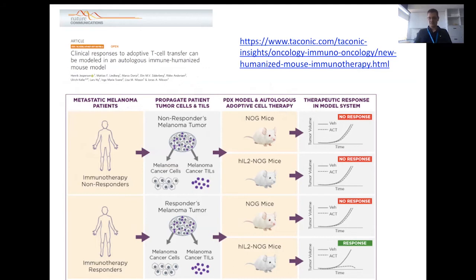But the prerequisite for this methodology is that you're using a particular transgenic animal which expresses human IL-2, so that the T cells can survive longer in the animal model. And when we use this model, this mouse model can distinguish between a responder and a non-responder to ACT.